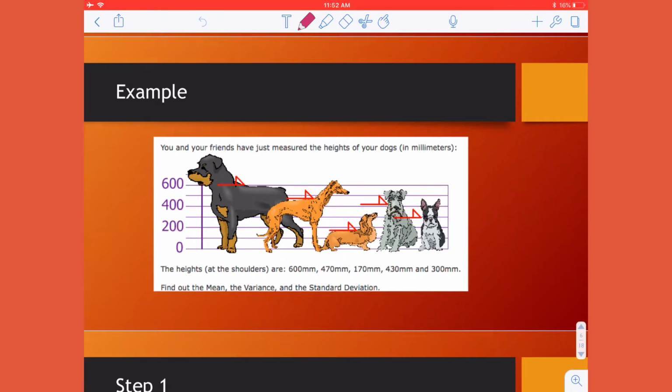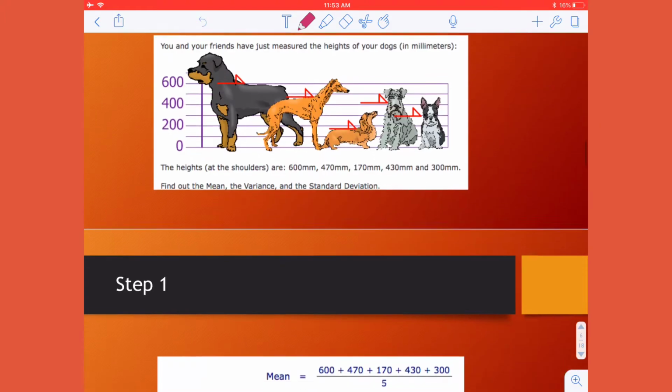So you and your friends have a bunch of dogs, and you've decided to measure their height. So you see I've placed the dogs on the graph, and the red bars on their back represent the height at which we determine their height is. So that's based off of their shoulders. And you get 600, 470, 170, 430, and 300, measuring in millimeters. So you want to look for the mean, the variance, and the standard deviation.